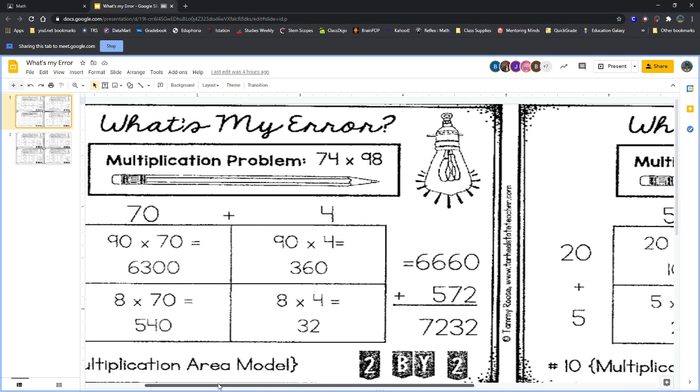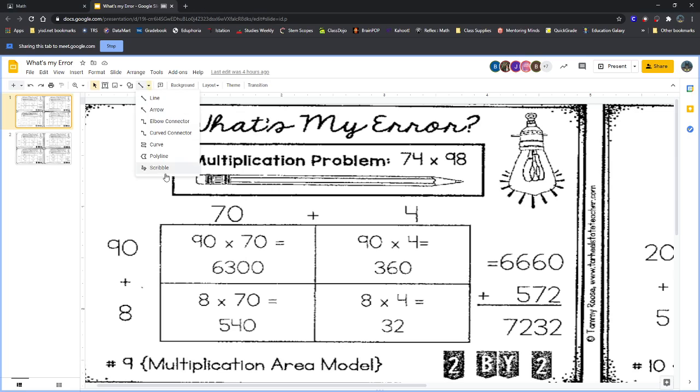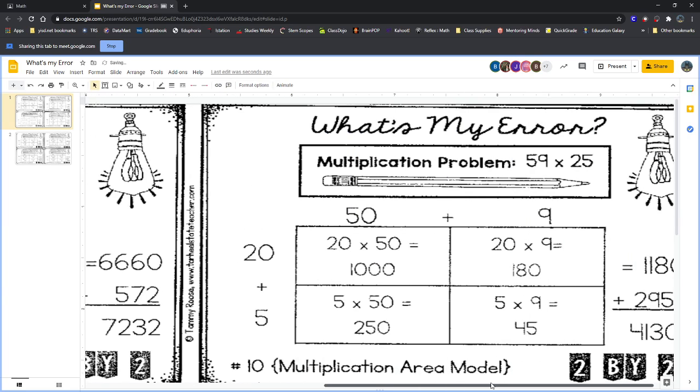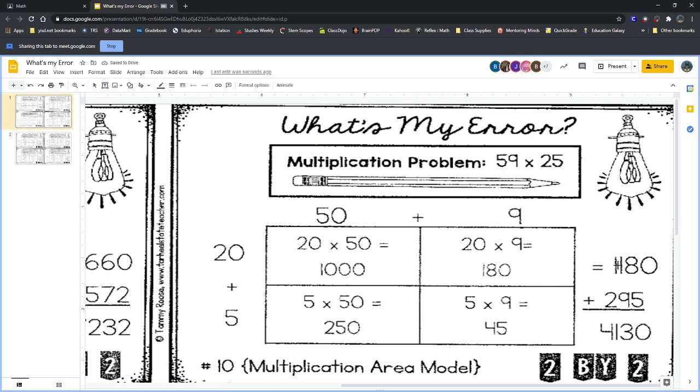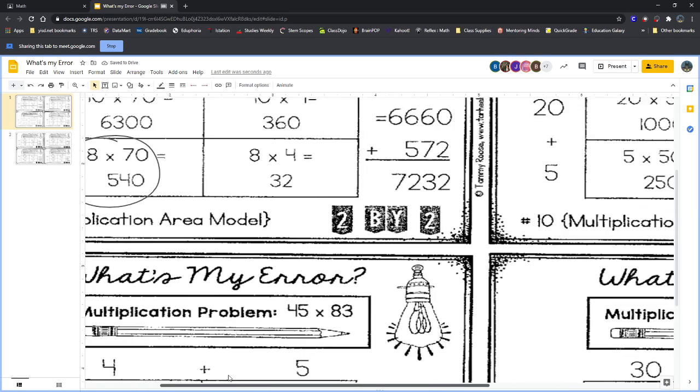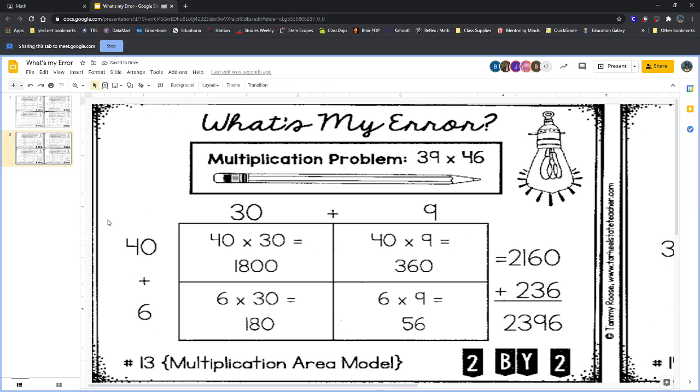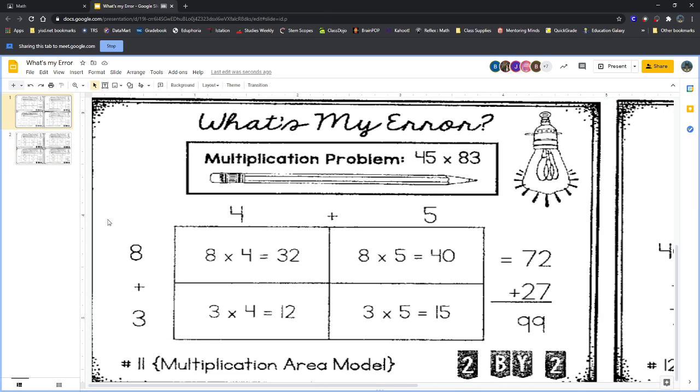You know what? Let me circle these mistakes that they made. Said this one, and then add this here. They didn't do their addition correctly. All right. Let's check the next problem on the slide. Hold on. There we go.